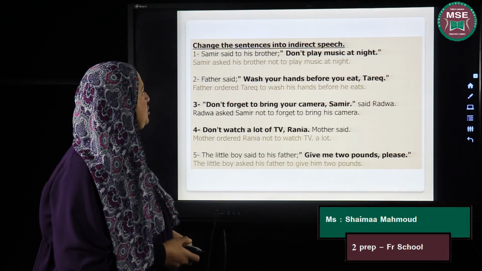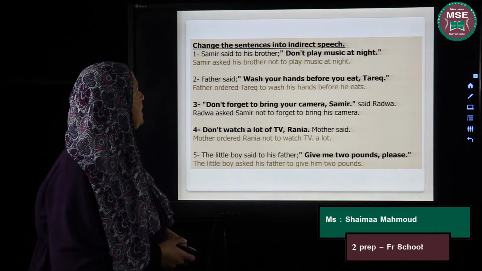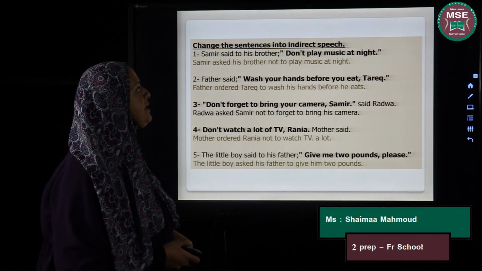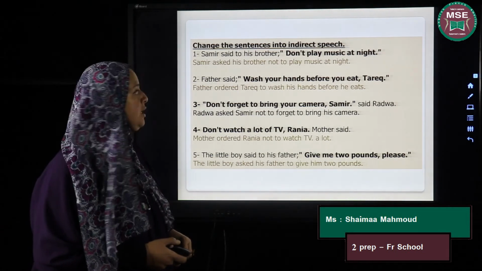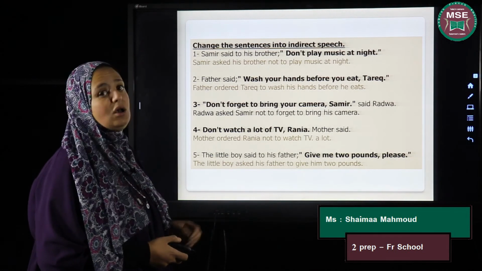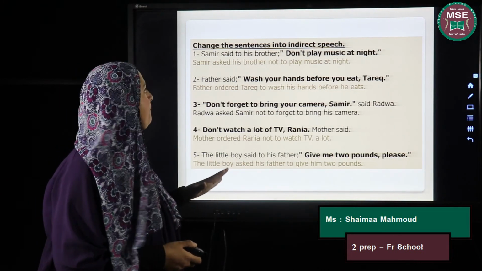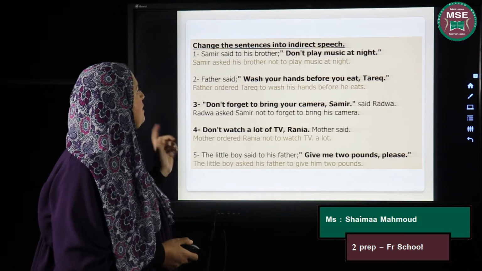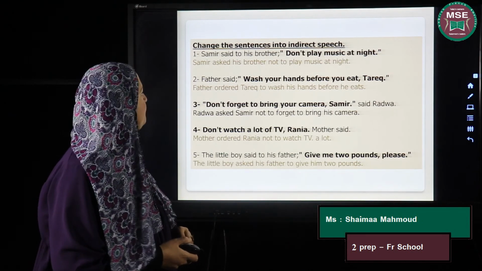Now we need to change the sentences into indirect speech. Samir said to his brother, "Don't play music at night." So this is not a statement, this is an order. So Samir asked or ordered or told. We can use any one of them. Samir asked his brother not to play music at night.